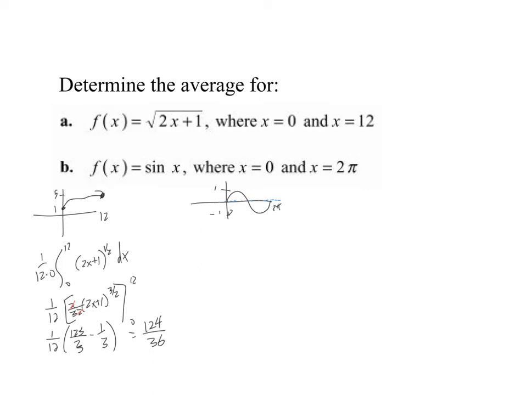So let's try it for the formula. So we'd have 1 over 2 pi minus 0. And we're going to do the integral from 0 to 2 pi of sine x.